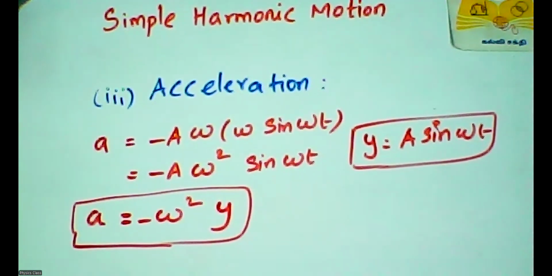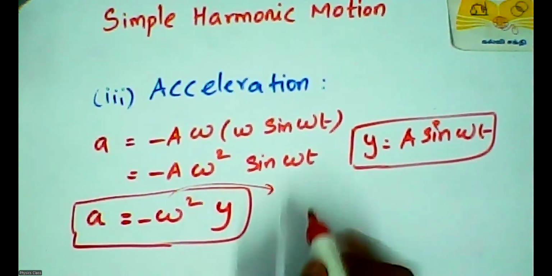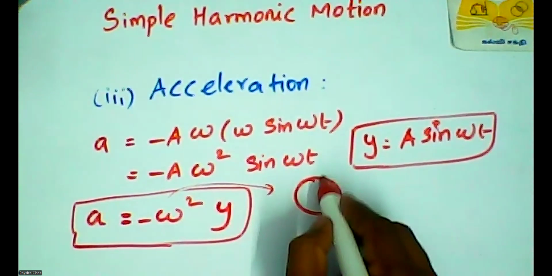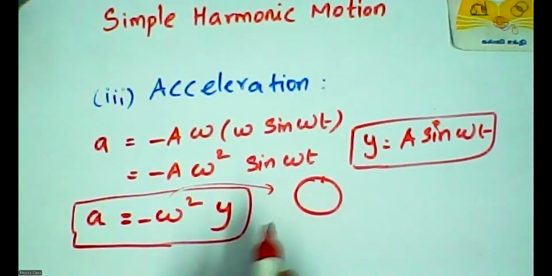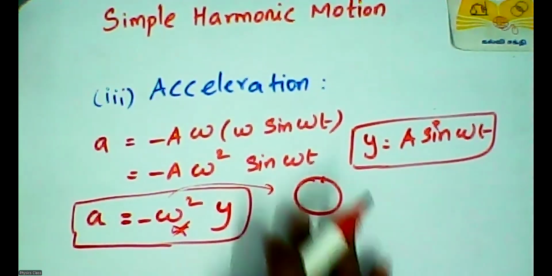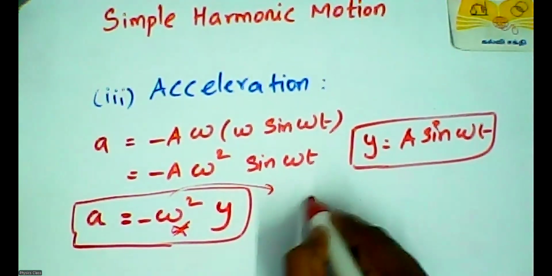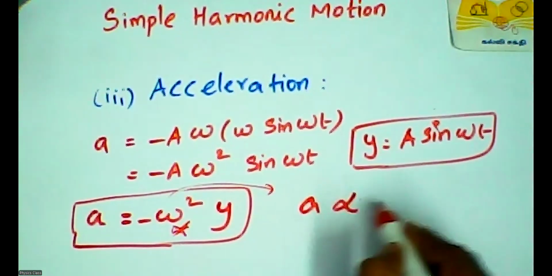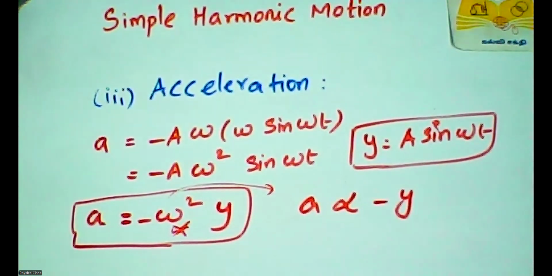Clear? So here omega is the angular velocity, which is a constant quantity, because in circular motion the object moves along the circumference of the circle with constant velocity. That object does not change velocity every second. So omega is a constant. Then this equation becomes a is directly proportional to minus y. Because omega is constant, a is directly proportional to minus y.